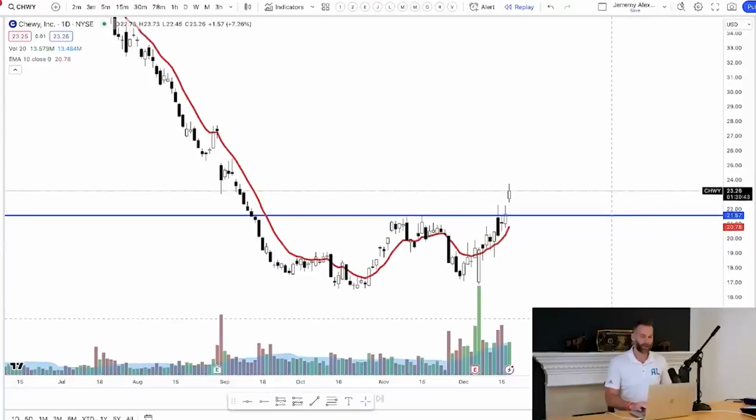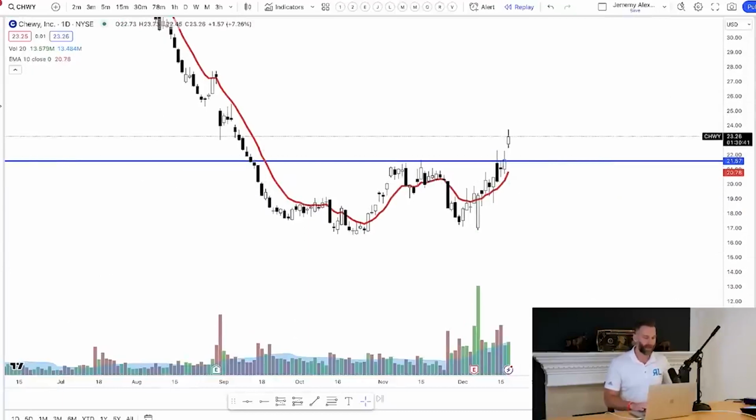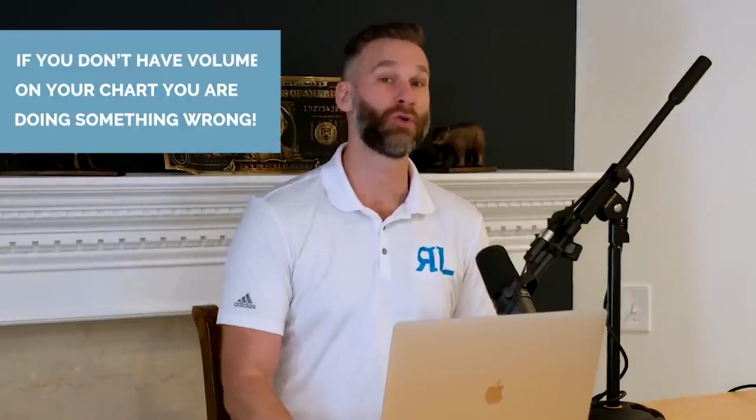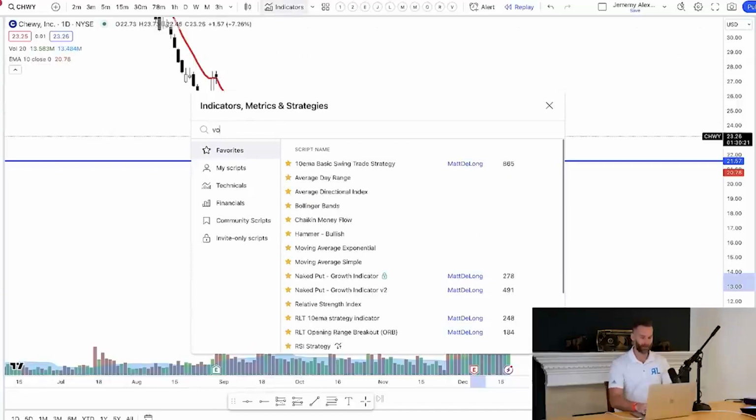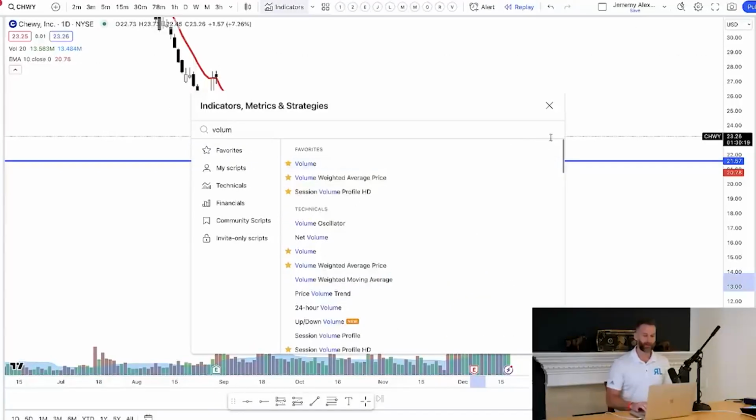Here on Chewy, just a few weeks ago, we had huge amounts of bullish volume come in. Now, bullish volume is oftentimes indicated by large green bars under your TradingView settings. Volume is a pretty standard part of most charts. If you don't have it on your charts, you are doing something crazy wrong. So to make sure it's there, click on indicators and type in volume right there.